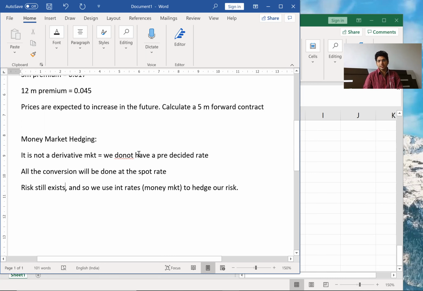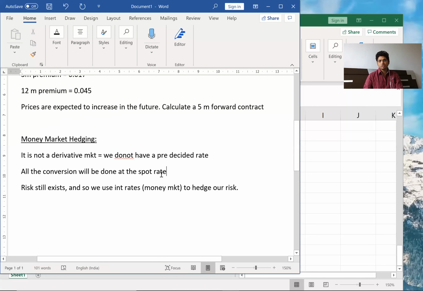So in money market, we do not have a pre-decided rate like a forward contract. Forward contract was very easy: calculate the forward rate and apply the forward rate. Done. That was a derivative market. But in money market, a pre-decided rate is not given.